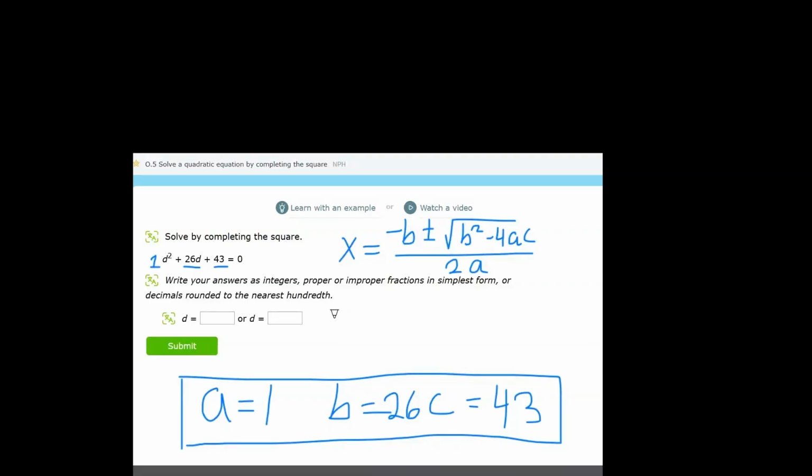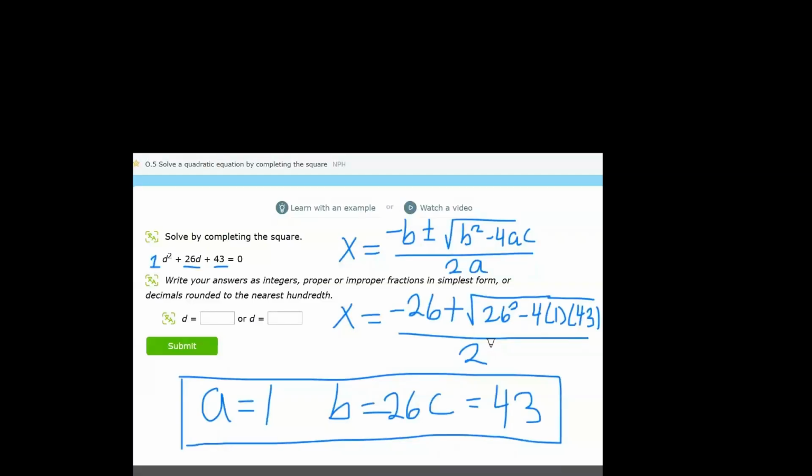So let's use the formula step by step. X equals, well, negative b. Well, if positive b is 26, negative of that is just changing the sign to a negative. So we have negative 26 instead of positive 26. And then we're going to add and use our square root symbol. B squared is just 26 squared minus 4 times a, which is 1, times c, which is 43. And everything is divided by 2 times a, which is 2 times 1.